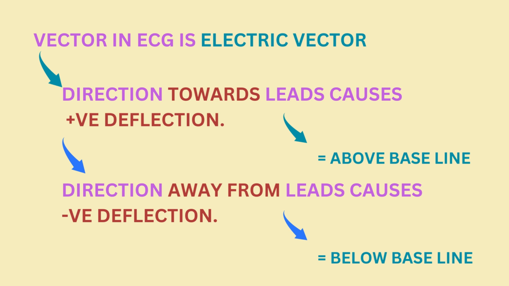A vector in ECG means an electric vector. It simply denotes the direction of current flow. If the direction of current flow is towards the lead, it will cause a positive deflection on the ECG. And you know a positive deflection on the ECG forms above the baseline.